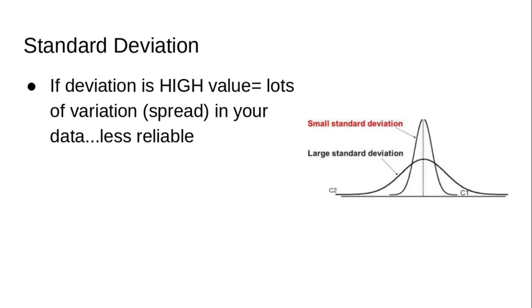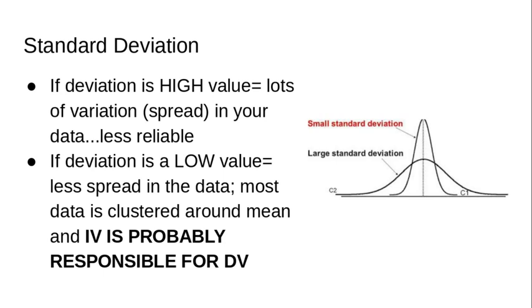Now, what is that really telling us? That's telling us that the data that we got from our experiment was all over the place and is probably less reliable and probably not going to be really great data for being able to connect the independent variable back to the dependent variable. So when we're running an experiment, we are looking for a very low standard deviation value. Low values tell us that there's less spread in the data. Most of the data is pretty clustered around the mean of that data set, and the independent variable is probably responsible for the dependent variable in that case.